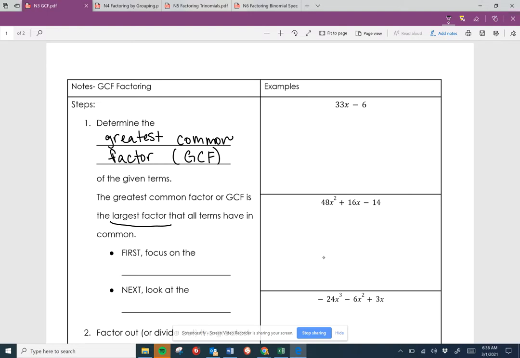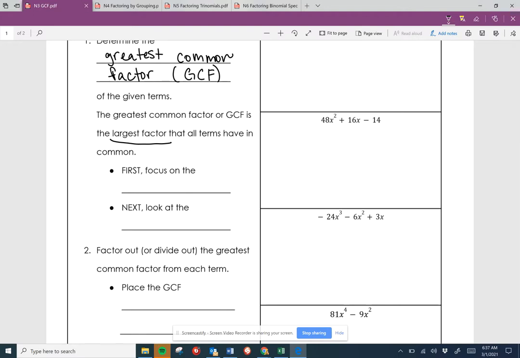And a factor is a number that you can multiply to equal the number that we're looking at. Okay, so for example, if we're looking at 33, we know that 3 is a factor of 33 because we can multiply 3 times 11 to equal 33. Okay, so whenever we're looking for the GCF, we want to first focus on the coefficients, and then next look at the variables.